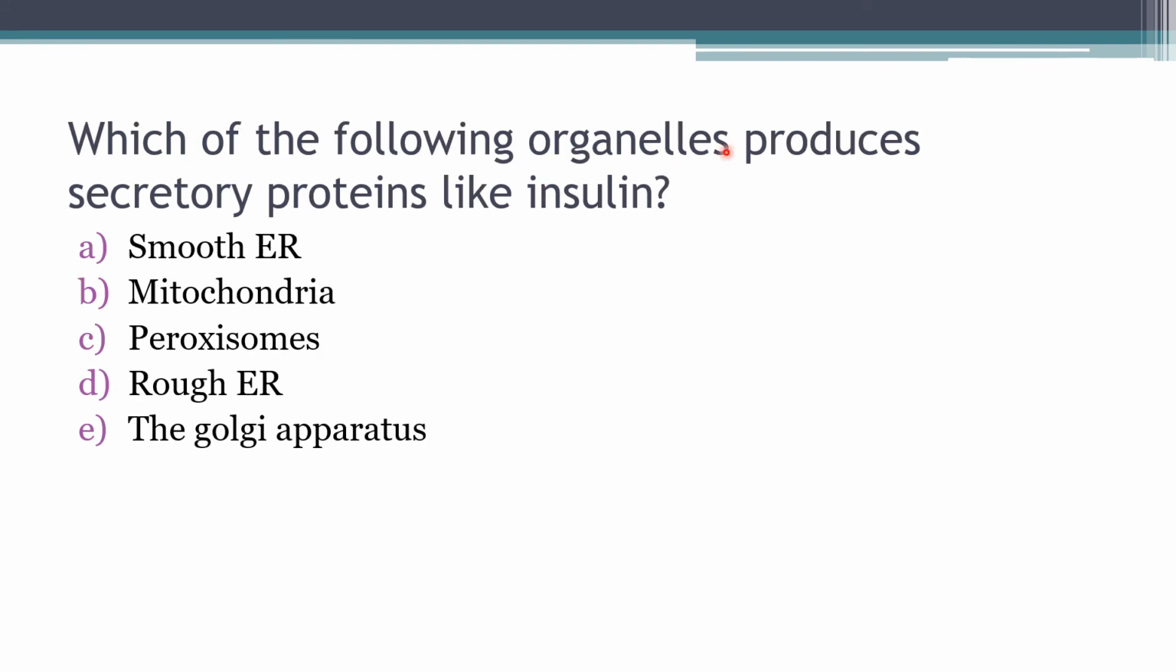Next question. Which of the following organelles produces secretory proteins? Secretory proteins like insulin. I try to give you guys a protein you probably heard of, right? Secretory proteins. Okay, who produces that? Okay, so the correct answer to this one is D, rough ER. Rough ER is what produces the secretory proteins. Remember, smooth ER produces carbohydrates and lipids.